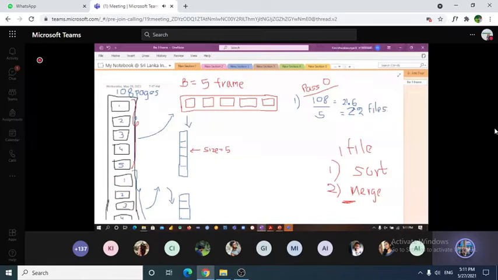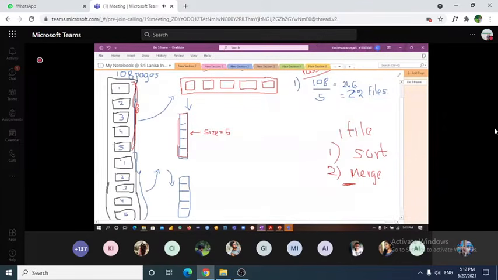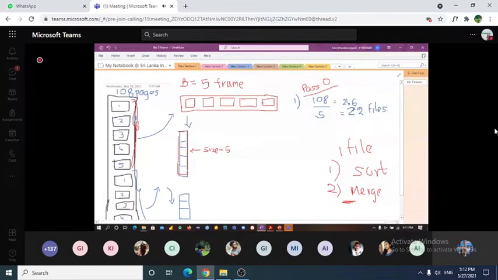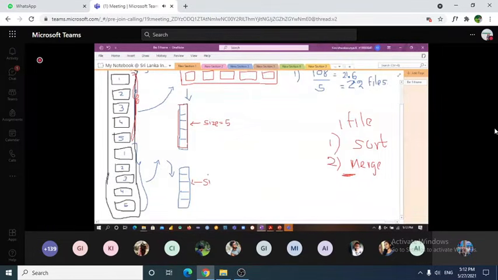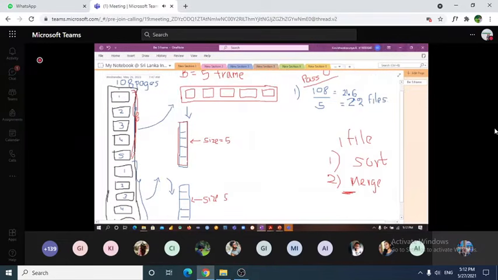So it's obvious I can't take all 108 pages at once into this buffer. There are only 5 frames that I can read at once. So I'll take 5 by 5. I'm taking the first 5, fitting it into memory and sorting it, and this is the first file I'm getting. Then I'm taking the next 5 pages, fitting it into the buffer frames and getting the next file, which has size 5. Likewise I'm sorting these 108 pages, 5 by 5.